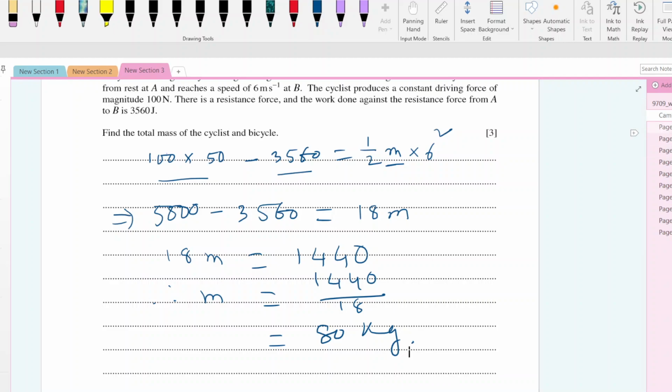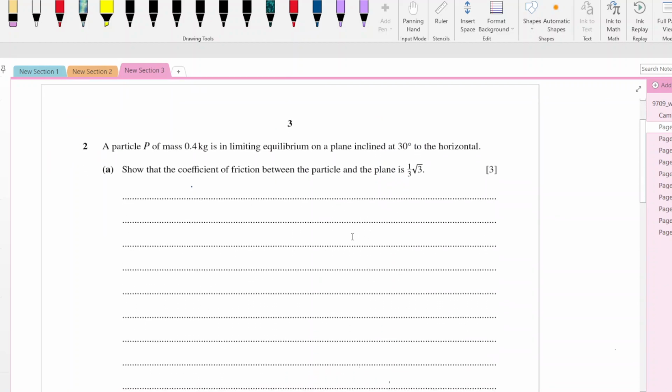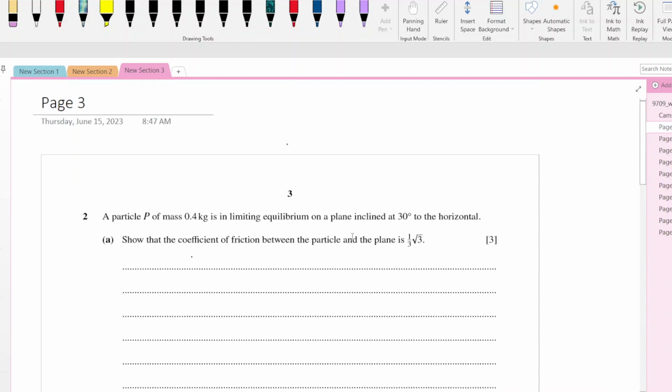Now I am at question 2. A particle of mass 0.4 kg is in limiting equilibrium on a plane inclined at 30 degrees to the horizontal. Show that the coefficient of friction between the particle and the plane is 1/3 root 3.